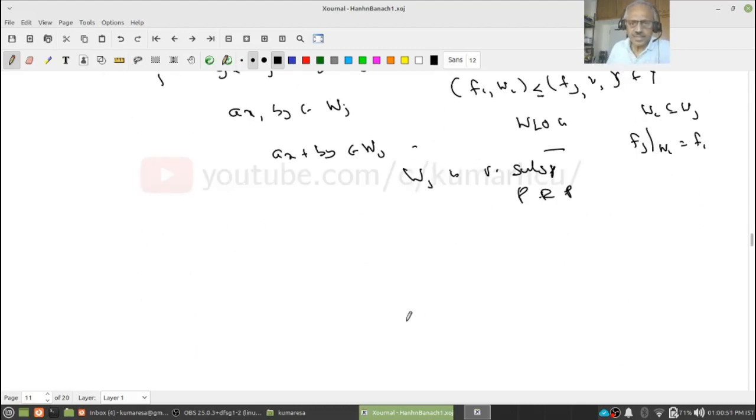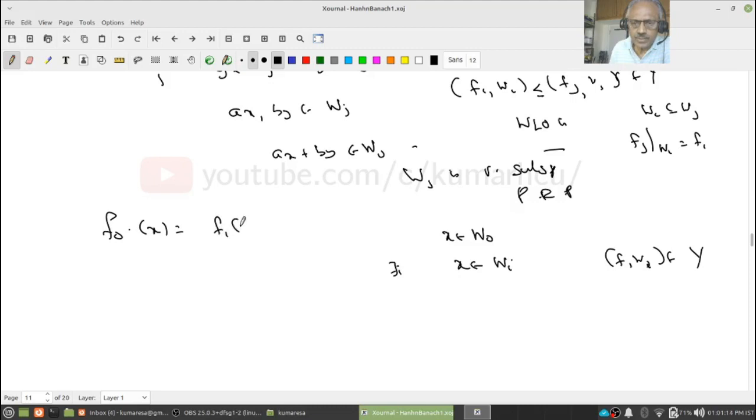Now the next thing is, how do I define F naught? If you start with any x in W naught, I know that x has to be in Wi for some i. There is an i such that x belongs to Wi, where (Fi, Wi) belongs to my Y. Therefore, I define F naught of x equal to Fi of x. Now you can ask the next question. It may also happen that x belongs to Wj. In that case, I would define it as Fj of x.